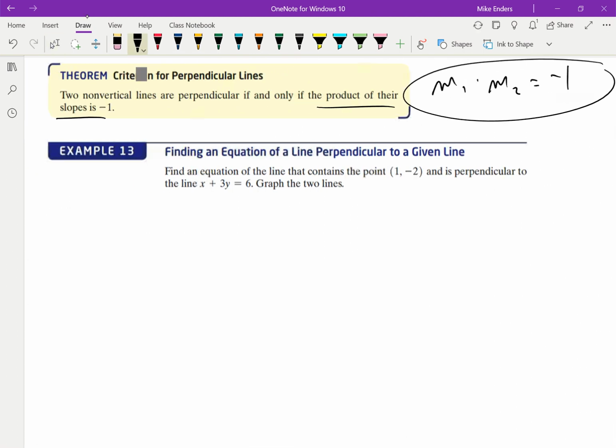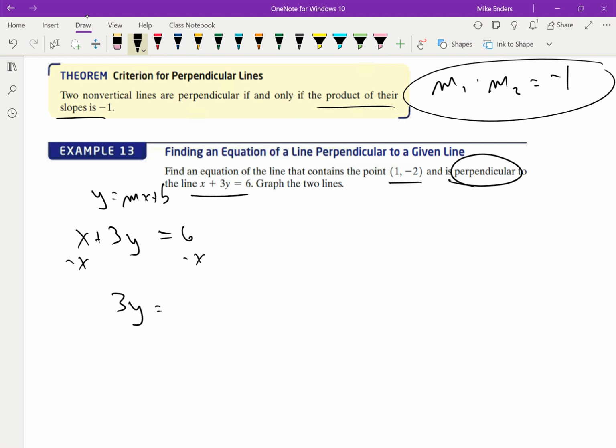So let's find the equation of the line that contains the point 1, -2 and is now perpendicular to this line. So when we take a look at that one, I've got to find the slope of x plus 3y equals 6. So let's go ahead and subtract x from both sides. My goal here is to put it into slope-intercept form, y equals mx plus b. So we get 3y equals -x plus 6. We divide everything by 3, and y is -1/3 x plus 2. So the key thing here is that my slope is -1/3.